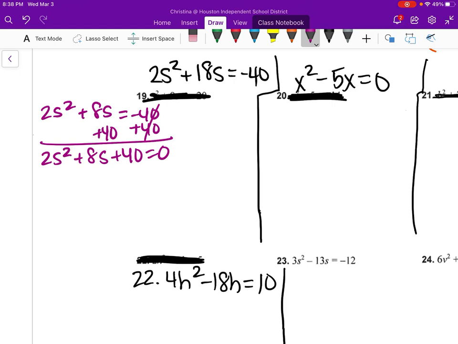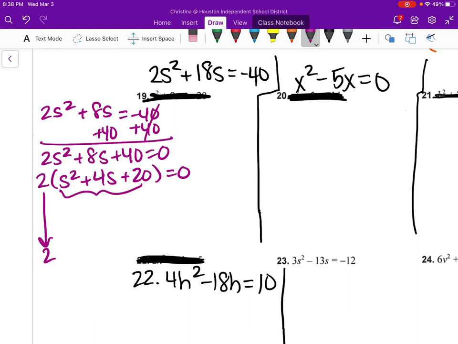Before I draw an x, something looks pretty nice on here. I have 2, 8, and 40. Are they each divisible by the same thing? Oh, I'm so glad you said that. Yes, they are each divisible by 2. So what I'm going to do is factor out a 2, and leave s squared plus 4s plus 20 in the parentheses, and I'm going to factor from here. Don't worry about the 2, leave it there. I'm going to bring it down to part of my answer, and then the s squared plus 4s plus 20, I'm going to have to factor.